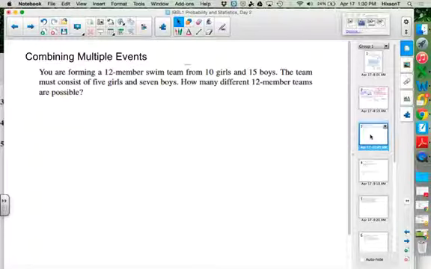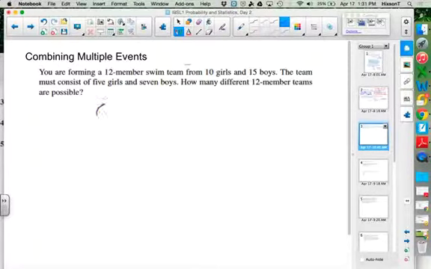What are we going to have to use? Before you do anything with the numbers, just think. Combinations. We aren't going to have any repeated permutations. Maybe two separate combinations, one for the girls and one for the boys.